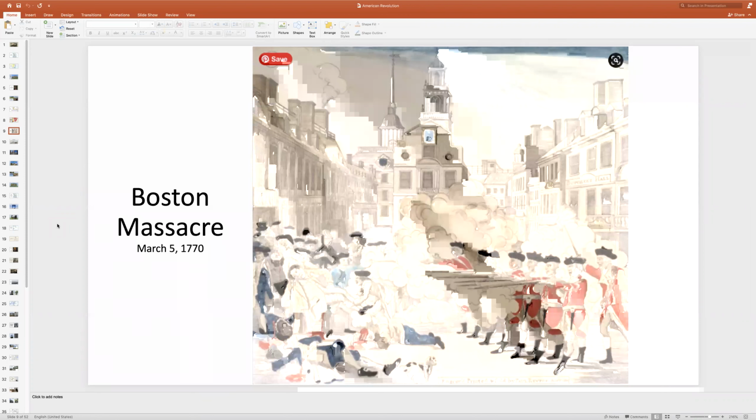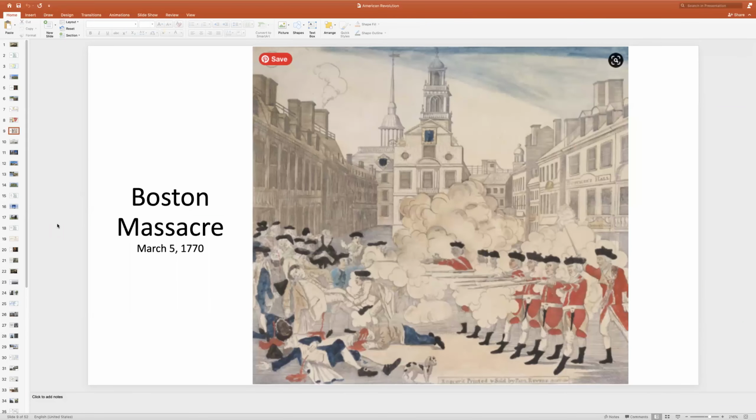That led to the Boston Massacre, March 5th, 1770. 5 people were killed, including, and I think this is the guy right here in the lower left, a guy by the name of Crispus Attucks, who was half black and half West Indian. They call him a mulatto.